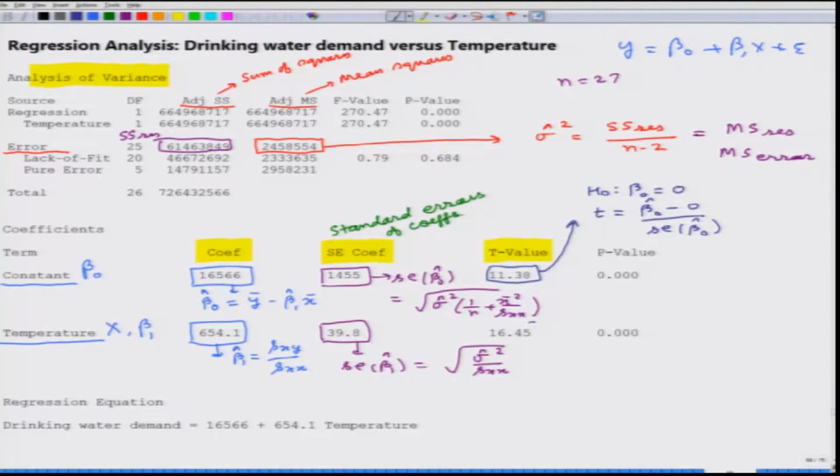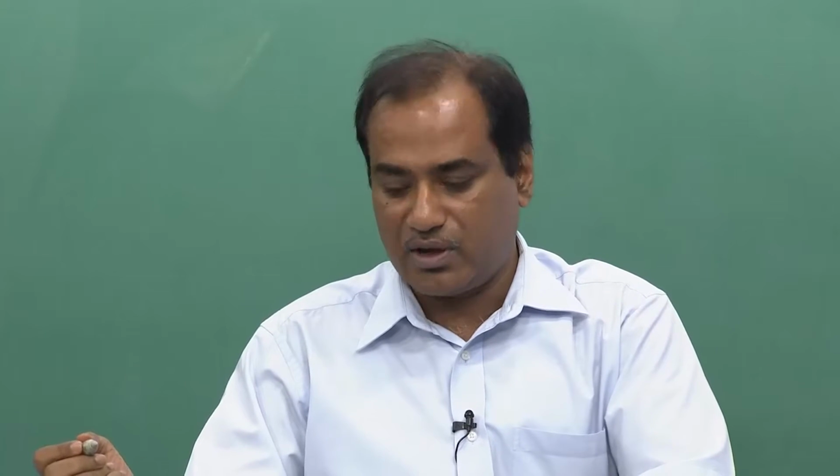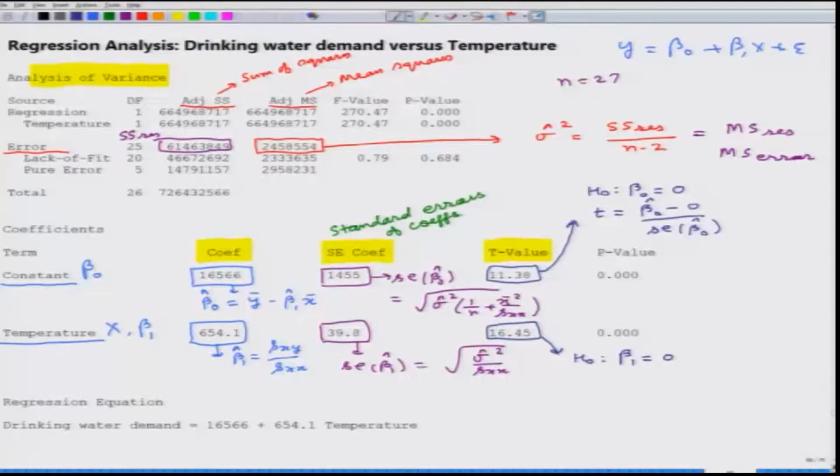And similarly, if you look at this value, this corresponds to the null hypothesis H naught: beta 1 is equal to 0. You may recall that we had developed a test of hypothesis for H naught: beta 1 is equal to beta 1 naught. Here we are assuming that beta 1 naught is equal to 0. So, this value is coming from this statistic. Let me write it down here: T0 in our symbolic notation, and this will be T1, that is, beta 1 hat minus 0 divided by the standard error of beta 1 hat.